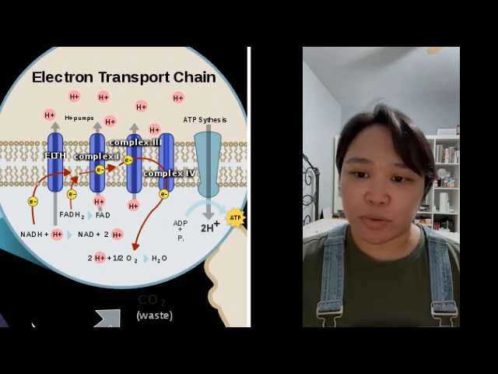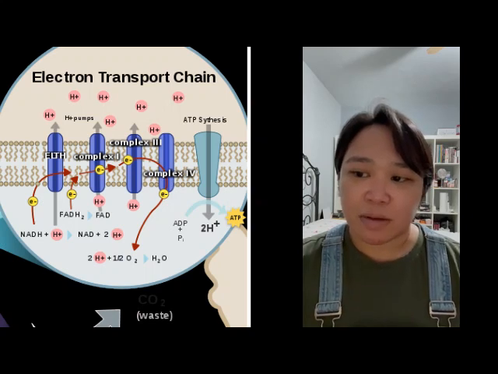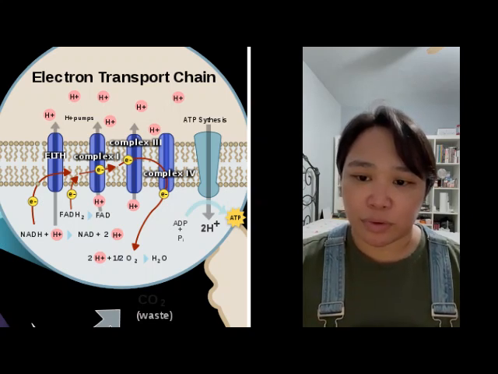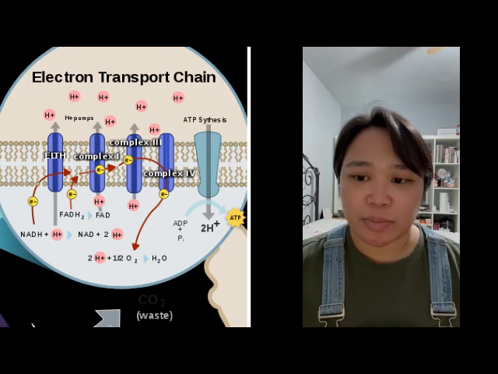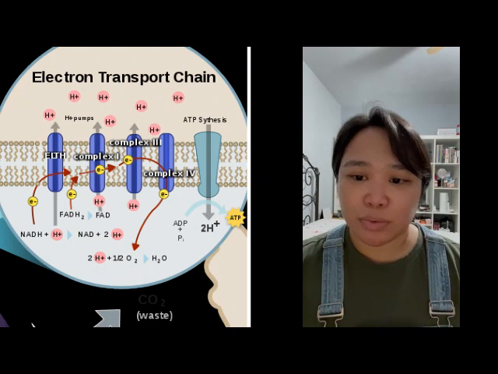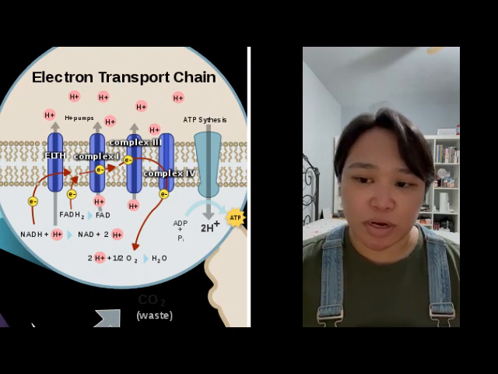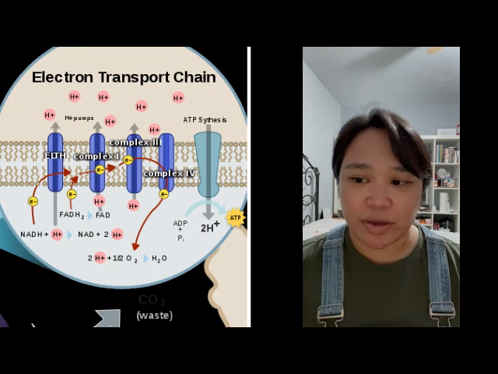So, 4 protein complexes embedded in the inner membrane help maintain this gradient. Complexes 1, 3, and 4 pump protons into the intermembrane space, while complex 2 does not. NADH carries 2 electrons to complex 1. The electrons are passed along a chain of redox centers, which creates energy. Complex 1 uses this energy to pump protons across the membrane, establishing the gradient. Then coenzyme Q takes 2 electrons from complex 1 and brings them to complex 3.